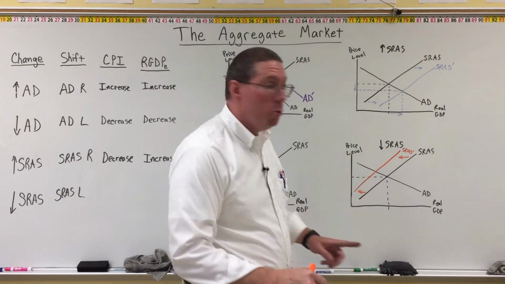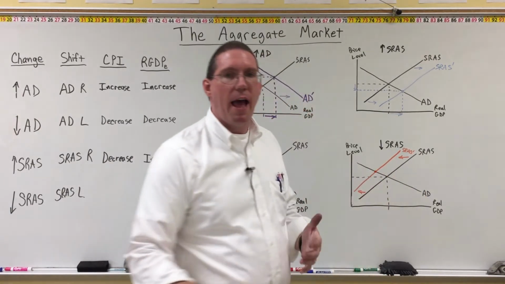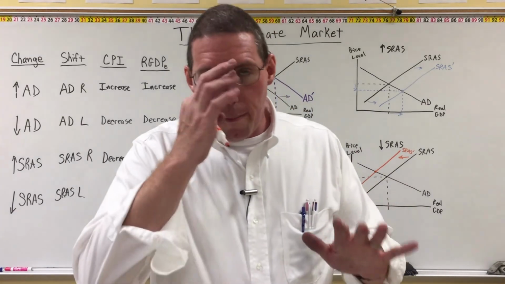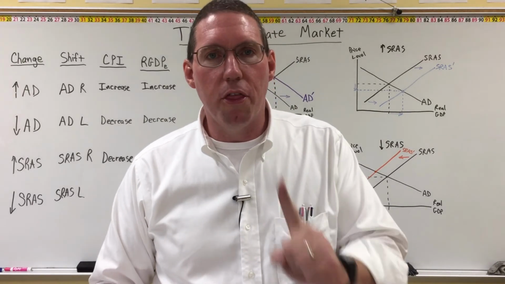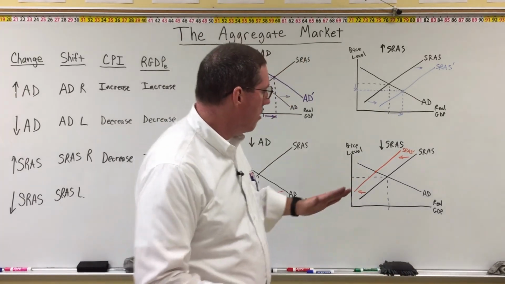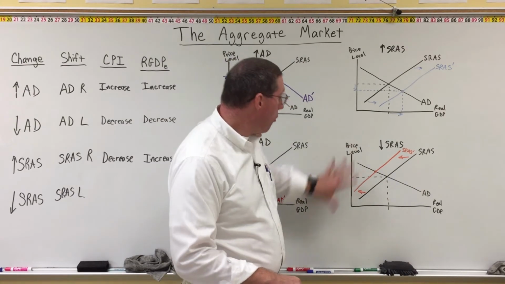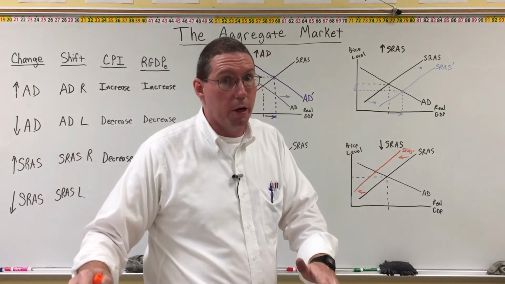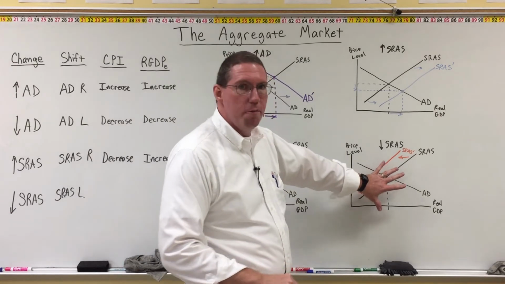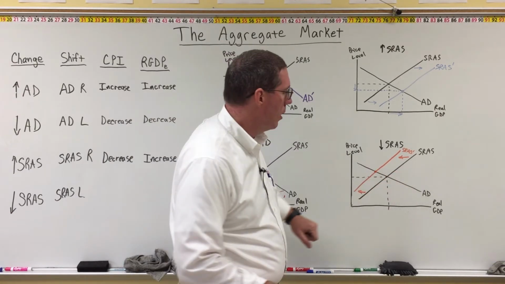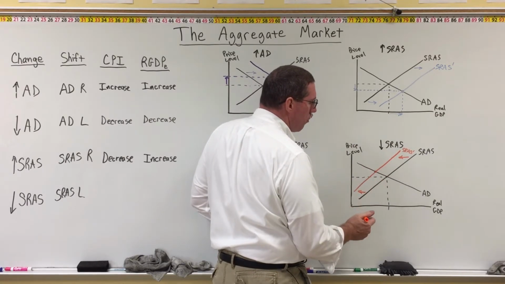I'm going to look for my new intersection point with the aggregate demand curve. Now, I want to remind you something. You might be thinking, but what if the aggregate demand curve moved? Remember, in this class, we are ceteris paribus. We are only changing one thing at a time, one variable at a time. And the only thing we are changing is short-run aggregate supply. Now, other things are changing as a result of our change, but we are only applying a single change at a time. We're not going to move both curves at the same time. So we're moving the short-run aggregate supply curve to the left. That's a decrease in short-run aggregate supply.